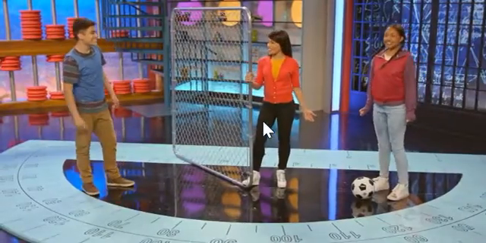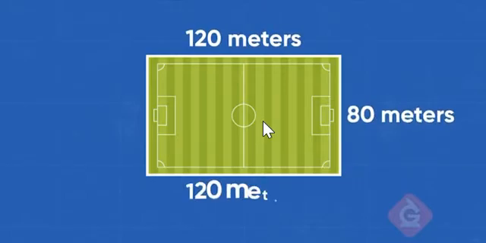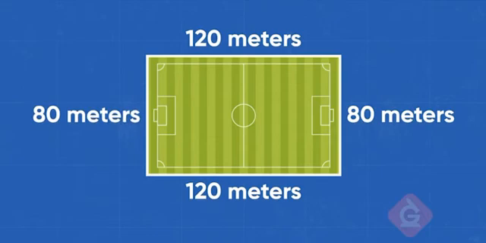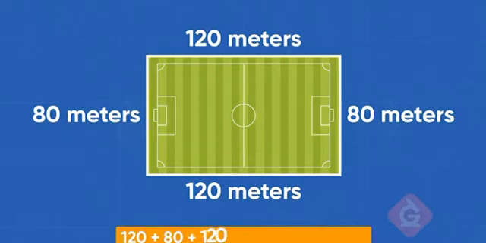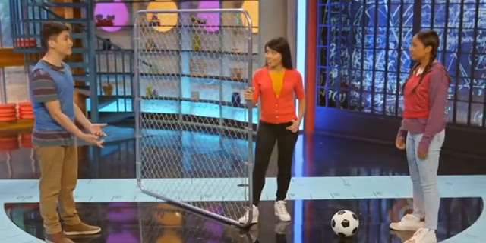Wow, that was fast. What'd you find? The length of the sides are 120 meters, 80 meters, 120 meters, and 80 meters. Let's add up all the sides. 120 plus 80 is 200. Plus 120 is 320. Plus 80 is 400 meters. So, since the perimeter is 400 meters and we have 440 meters of fence, we have enough.